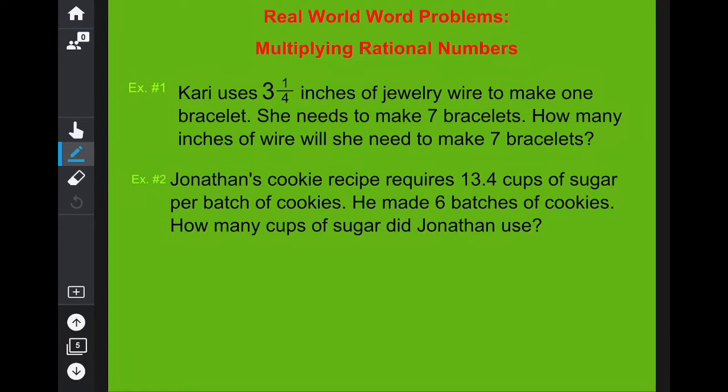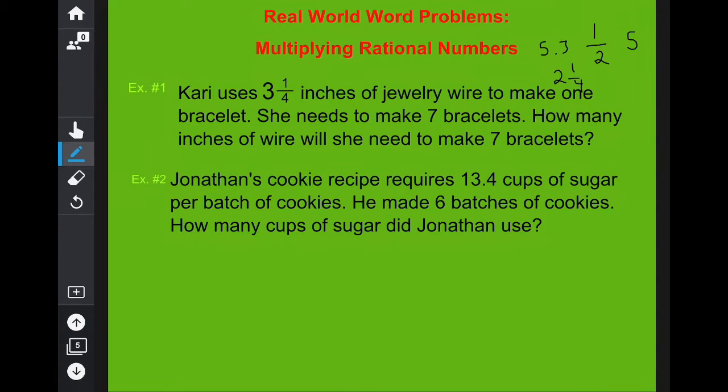Okay, so now we're going to be talking about real-world word problems, and specifically we're doing word problems of multiplying rational numbers. So multiplying rational numbers, this could be a decimal, so we can have 5.3. This could be a fraction, we could have 1/2. Or this could be a whole number, we could have 5. We could also have a mixed number like 2 and 1/4. So you'll see a lot of different numbers, and we're going to use this in word problems.